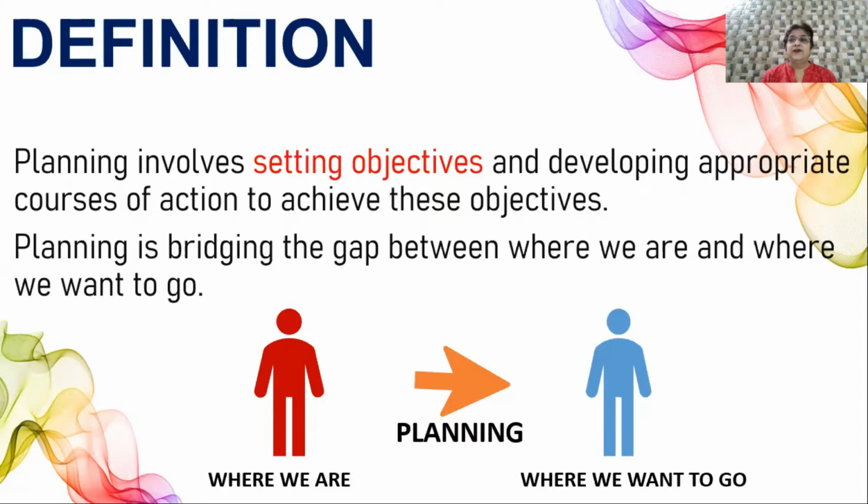For example, you might have planned something for business studies. Now you're studying business studies, so you must have kept some objective for yourself, some aim for yourself. Like, for example, you might be aiming to get above 95% marks. Now, just keeping an objective will not help you achieve it. You have to find ways of achieving it also. So planning involves setting objectives and developing appropriate course of action to be able to achieve it.